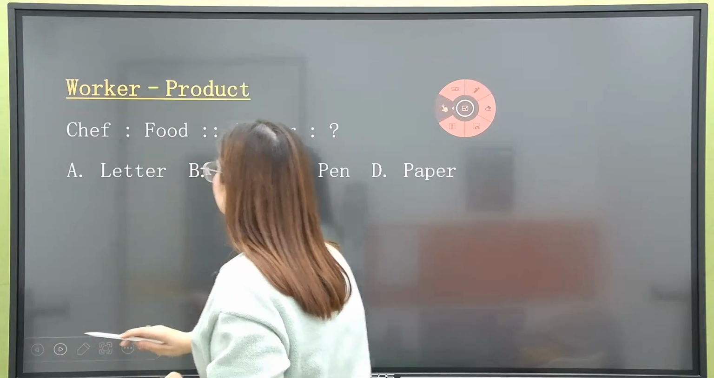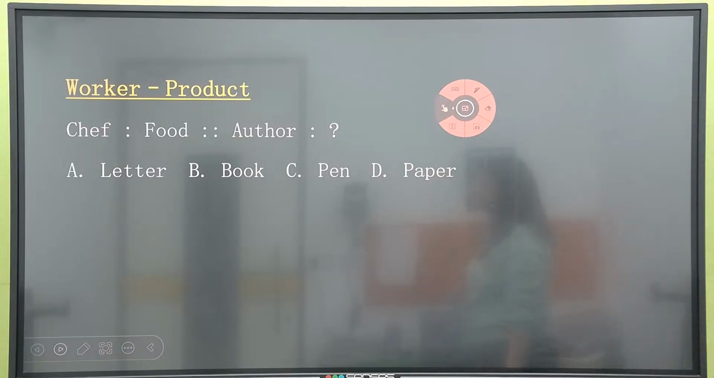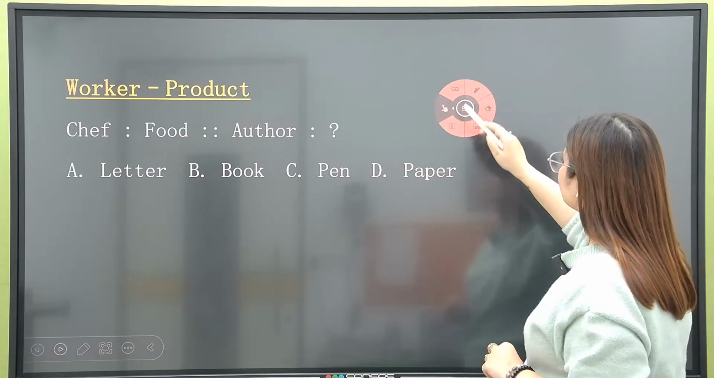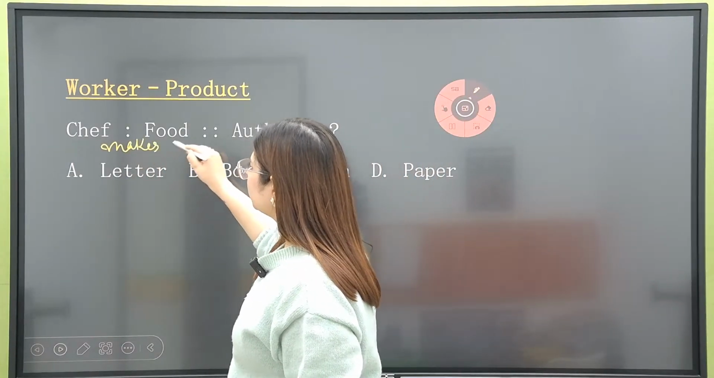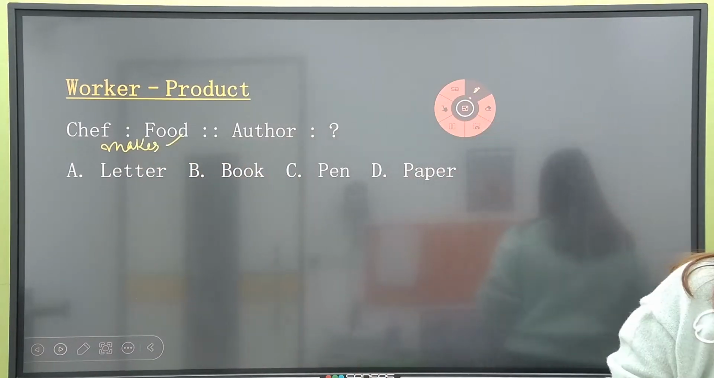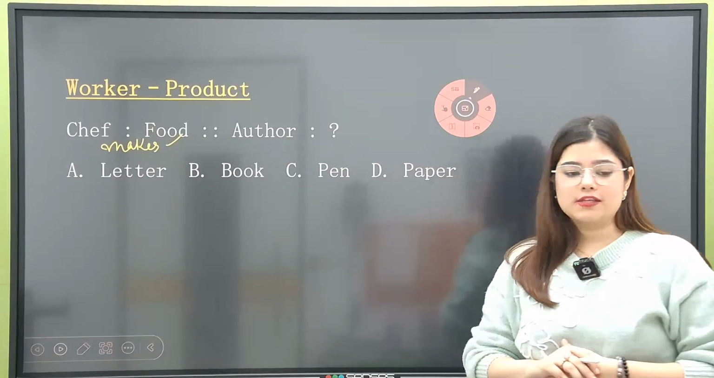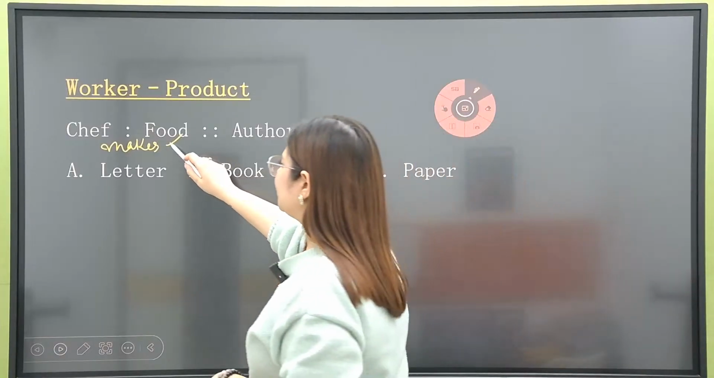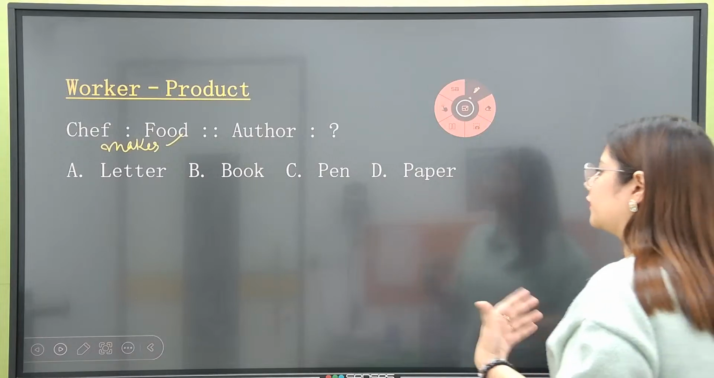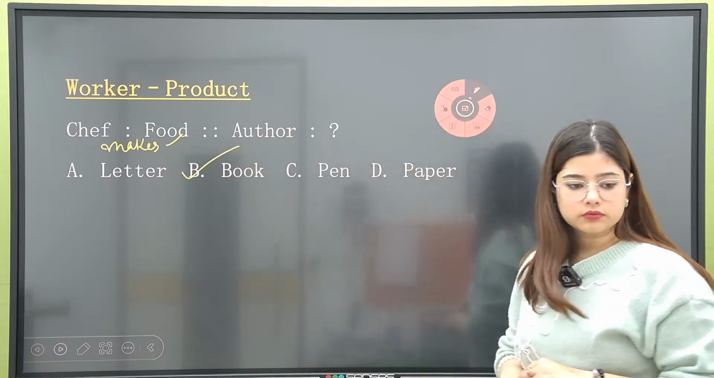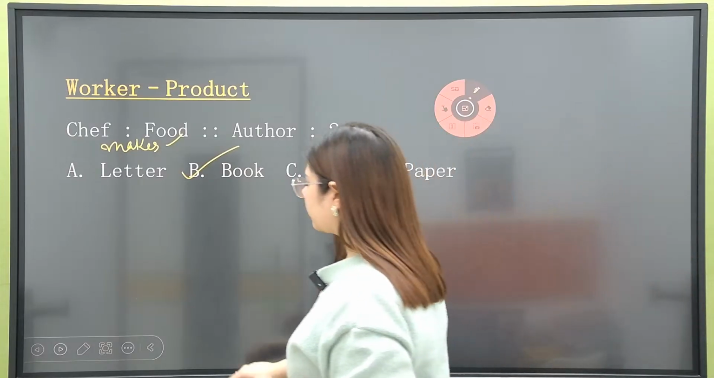Next type of relationship, worker product. Chef is to food. So chef makes food, such as author is to. Chef is to food, such as author is to. So chef prepares food, chef makes food, and author writes a book. So chef is to food, such as author is to book.